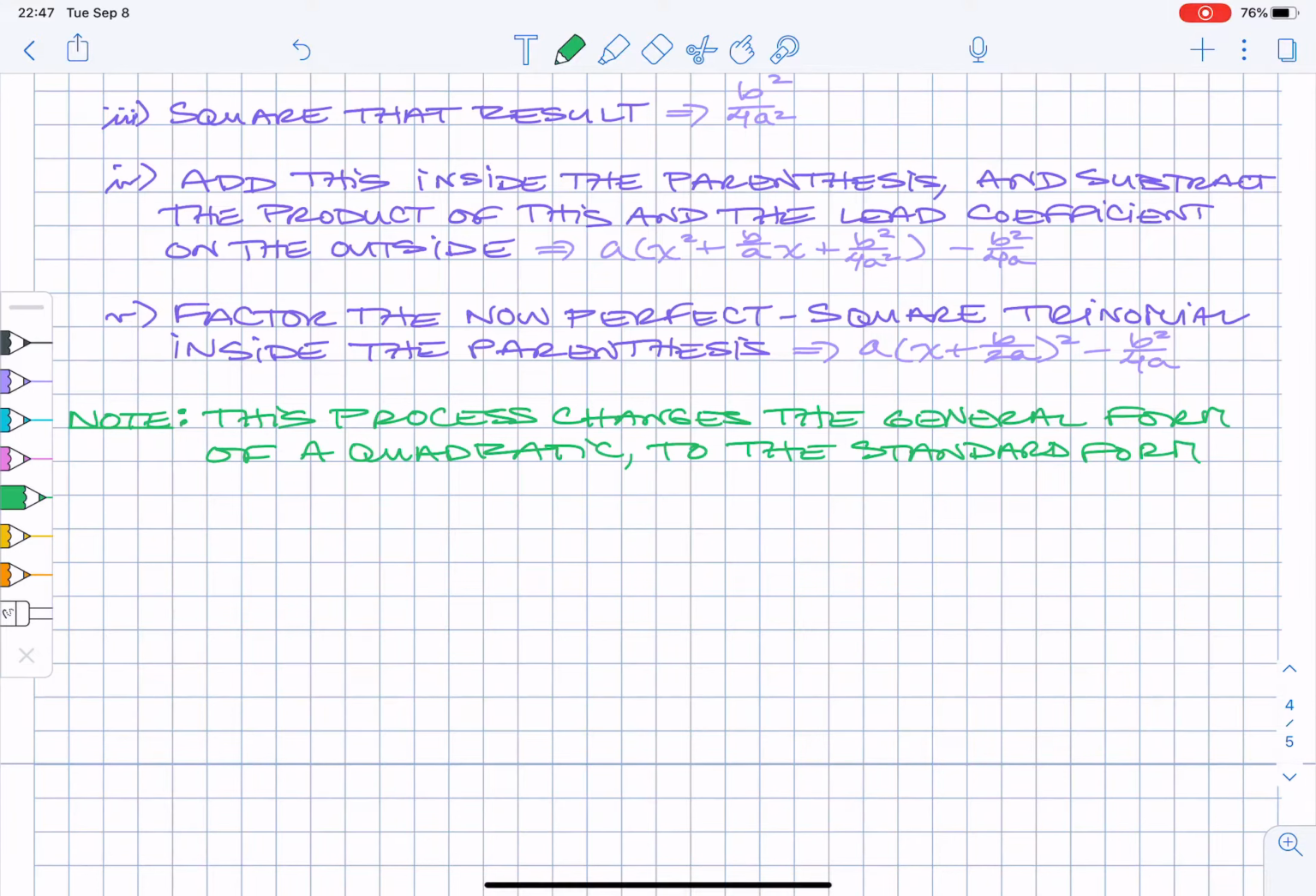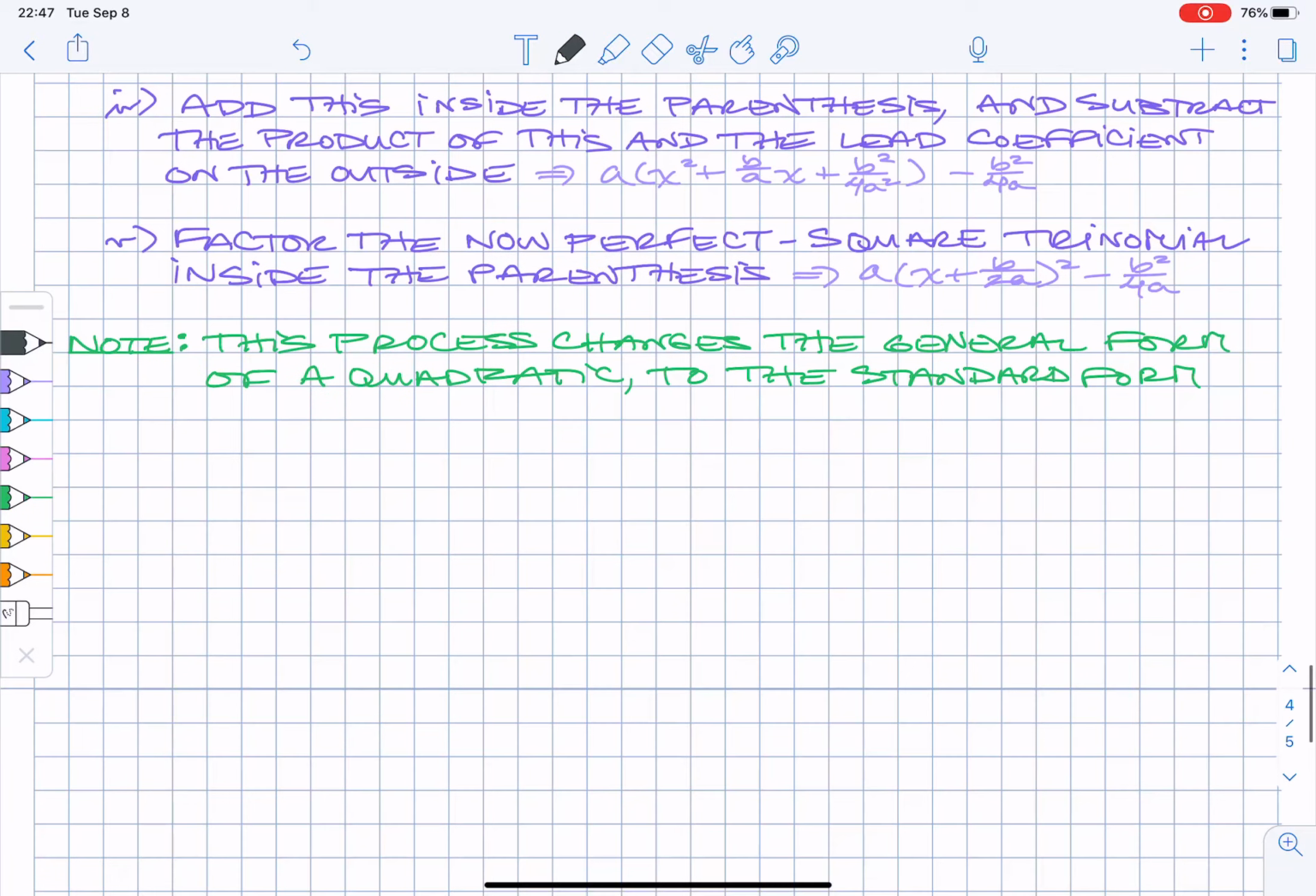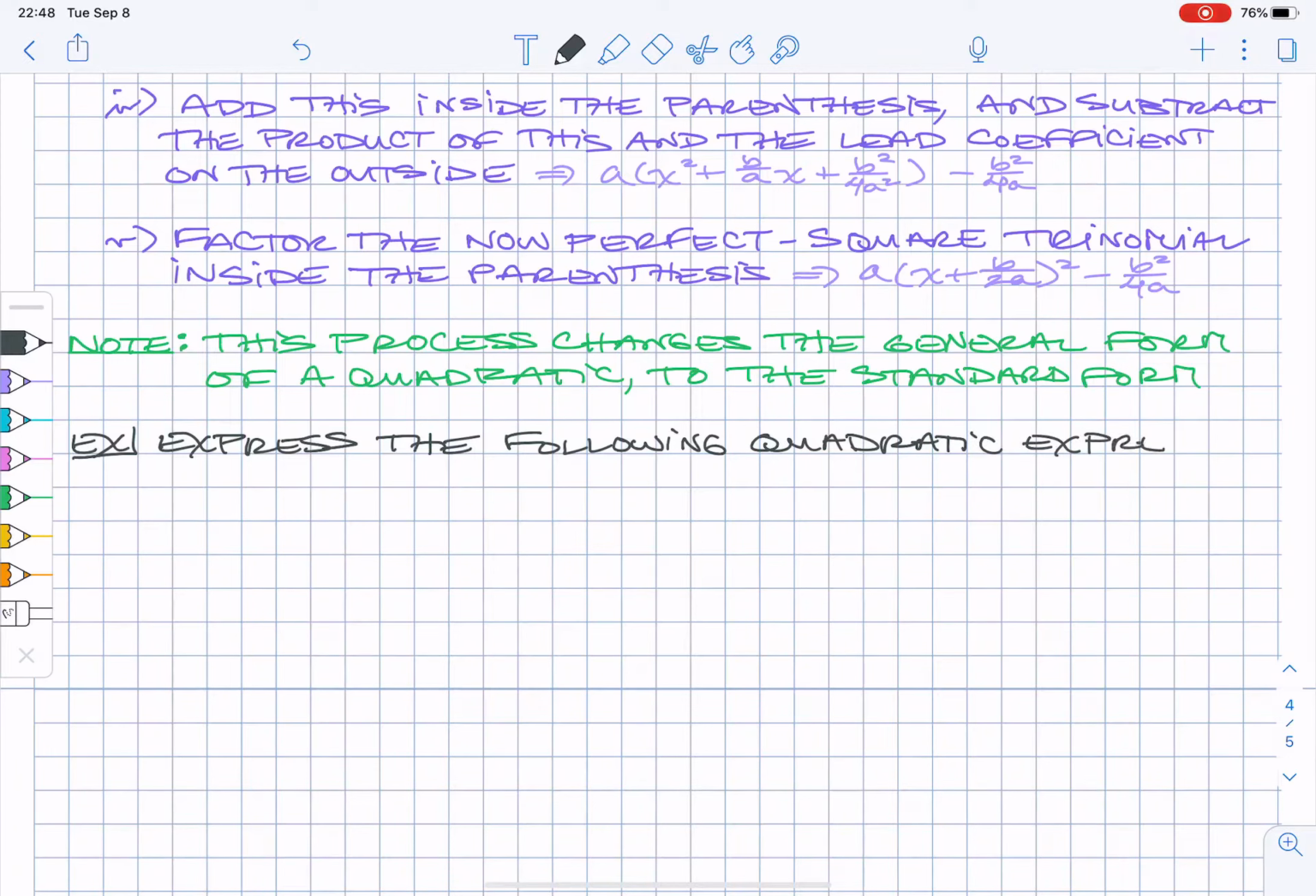Okay, so for example, express the following quadratic expressions in standard form. Or quadratic expressions rather. There's no equals, so it's not an equation. So expressions in standard form.